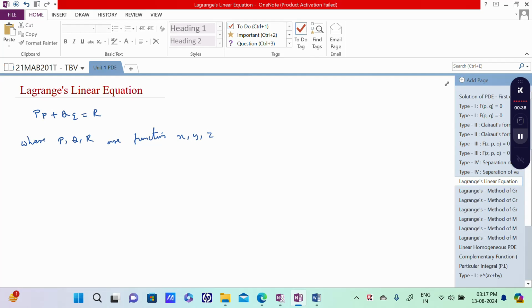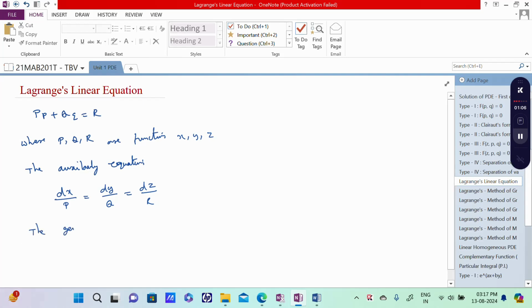To solve this equation, it is enough to solve the auxiliary equation. The auxiliary equation is nothing but dx divided by P, dy divided by Q, dz by R. This is our auxiliary equation.